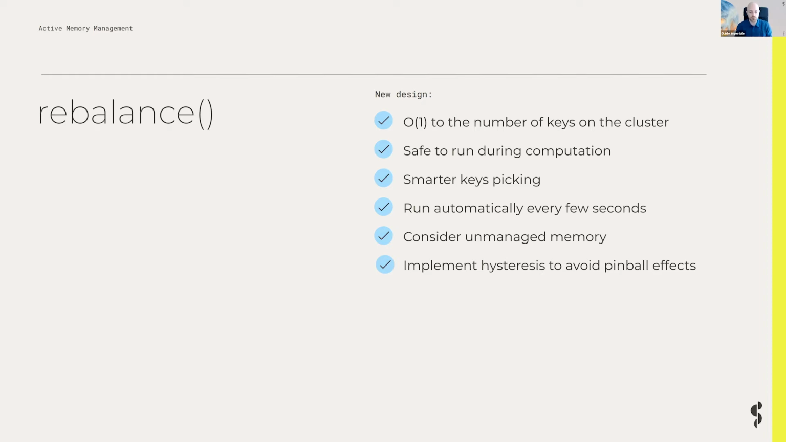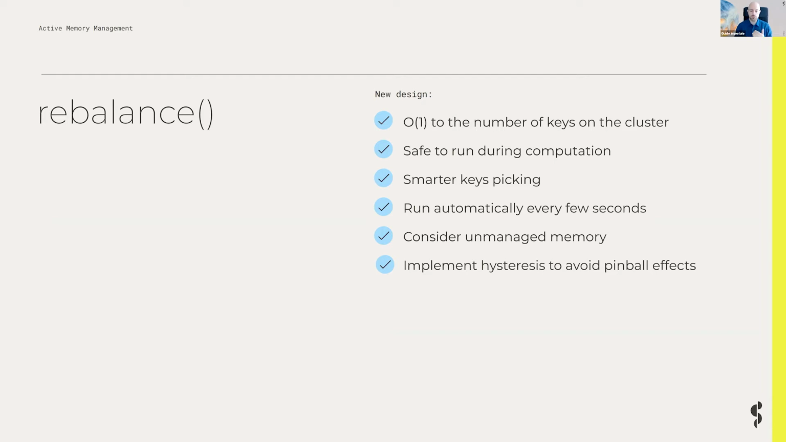which brings us to the next point. We are changing it to become safe to run during computation and efficient. So we're going to fix all the race conditions, and we are going to make it smarter in regards to which keys are picked first. If I'm going to use a key on the worker, I'm going to leave it there. If a key has been used recently, I'm going to leave it there because by the least recently used logic, it's probably going to be used again very soon.